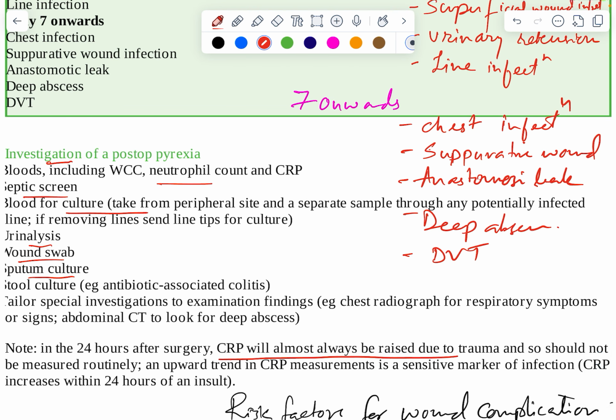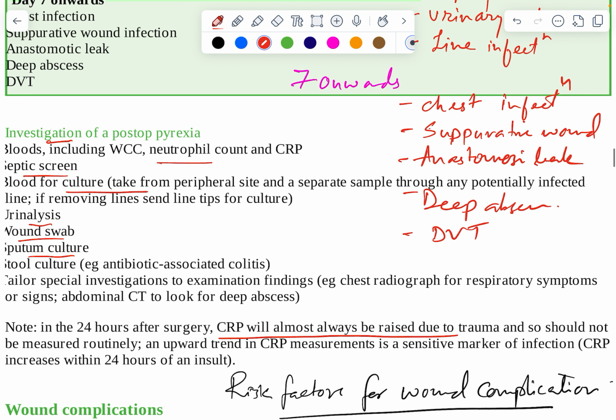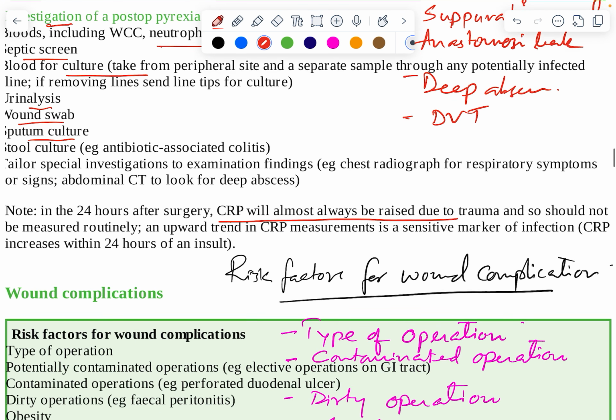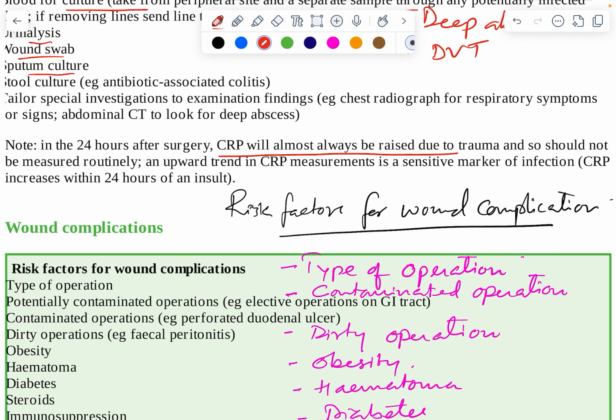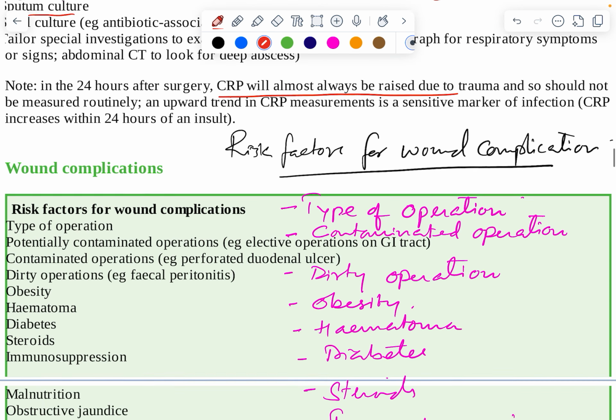Investigations for post-operative fever are WBC count, neutrophil count, CRP, septic screen, blood culture, urine analysis, and wound swab. Note that in the first 24 hours after surgery, CRP will almost always be raised due to trauma, so it should not be measured routinely. An upward trend of CRP is a sensitive marker. A single measurement is not useful; the upward trend is what is important.